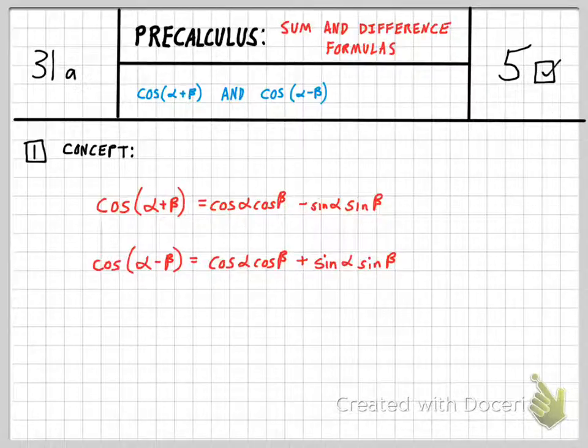First one, cosine of alpha plus beta is the following combination: cosine alpha times cosine beta minus sine alpha sine beta. So again, now that you have your toolkit sheets, you should add this formula to the list. And then right below that, you have a very similar formula for the cosine of the difference of two angles.